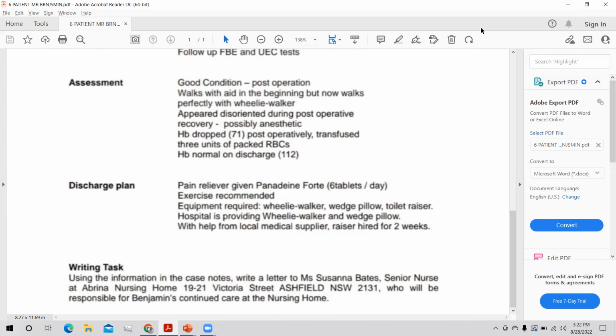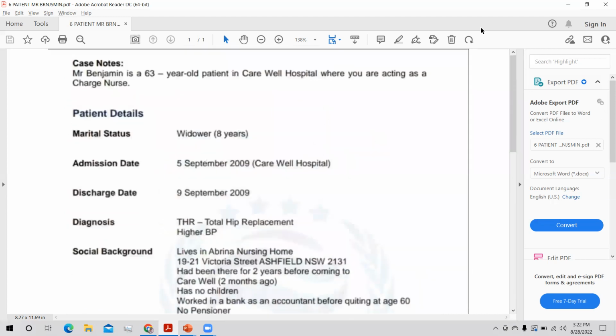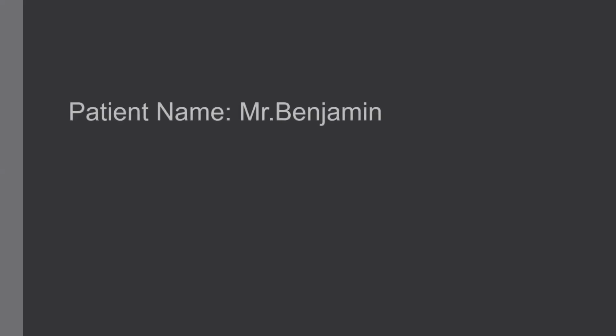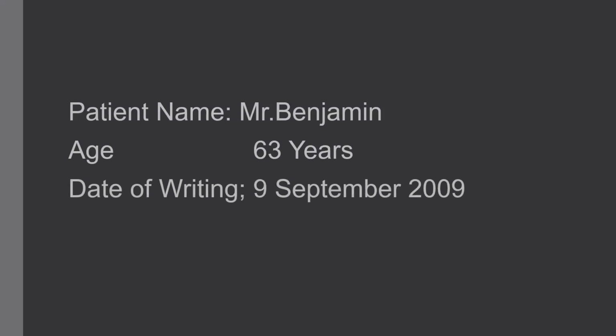The first thing that we know is that whenever we are starting a letter, we start with the date, and we have to find where the date is given. You can see in this form, case note, discharge date, 9 September 2009. So we know the patient name, that is Mr. Benjamin, and his age, 63 years old, and the date of writing, 9th September 2009. So we are going to start our letter.